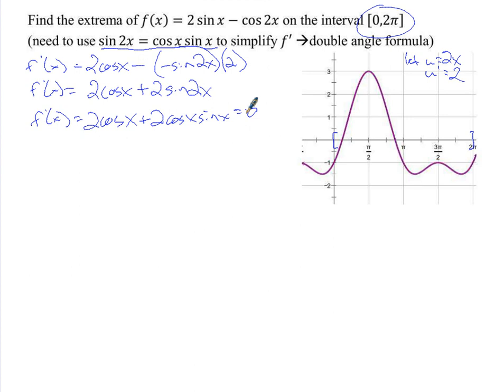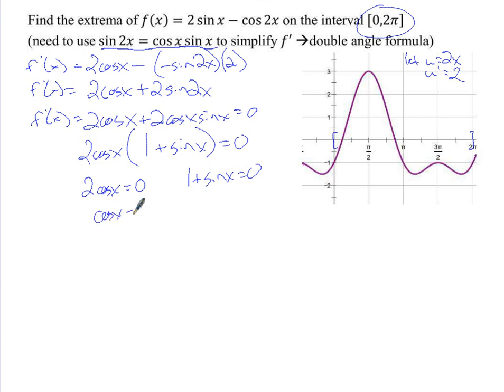I'm going to factor out the GCF, which is 2 cosine x, and I'm left with the rest. And we don't need to worry about that because this is going to be very easy to solve. So how do I solve for x now? Zero product property. So on the left side, 2 cosine x, just divide both sides by 2, and I have cosine x equals 0.